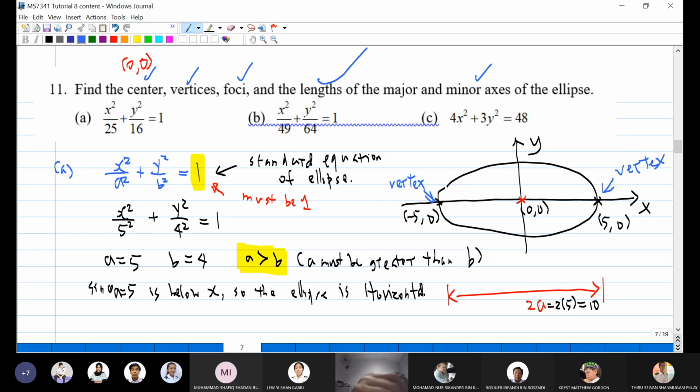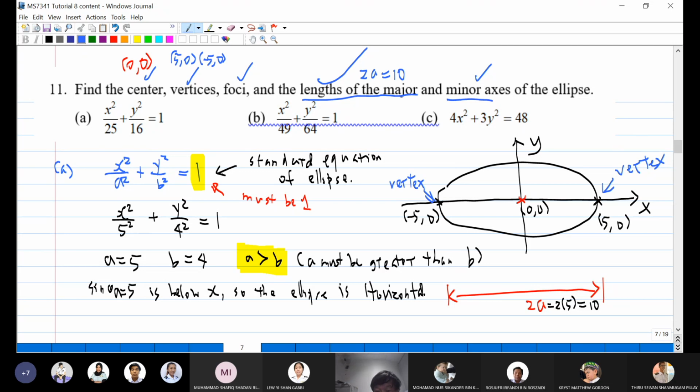Okay, so this is what it means. So the vertex is actually (5, 0) and (-5, 0). And 2a is the length of the major axis, right? So the length of the major axis is 2a here, which is 10.